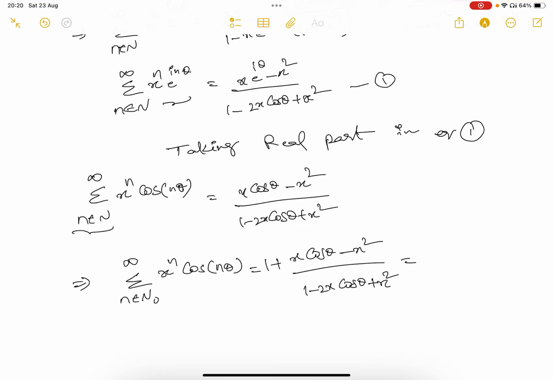Now if you simplify, this will be 1 minus 2x cos theta plus x cos theta, which will be minus x cos theta, plus x square minus x square will get cancelled, then the denominator will be as it is.